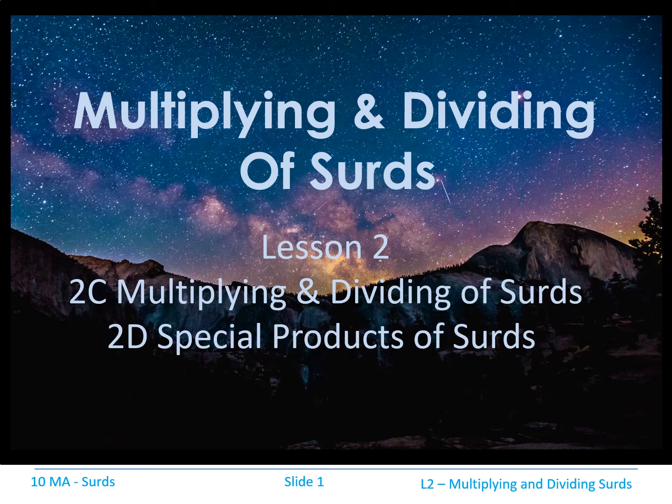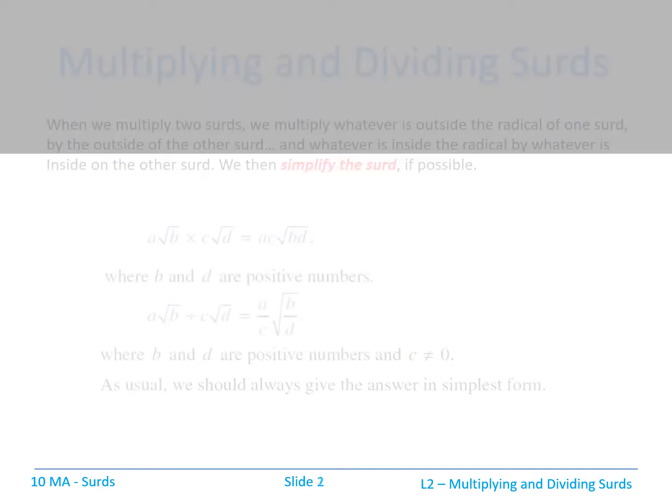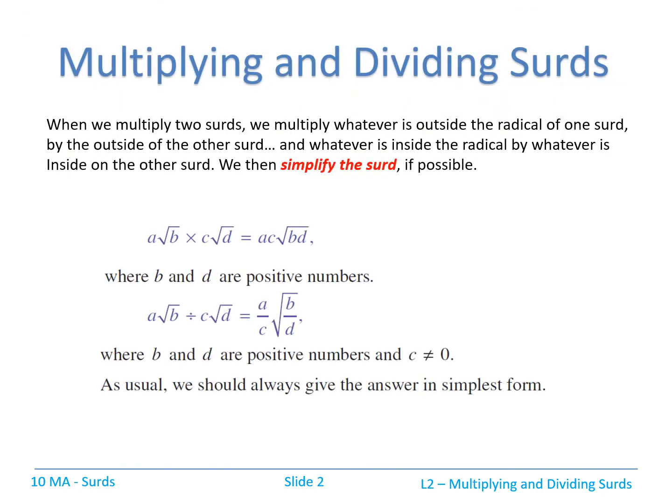Okay, so in this podcast, we're going to be looking at multiplying and dividing of surds, and also special products of surds. So similarly to how we would expand algebra, we're going to be doing it with surds. When we multiply two surds together, we multiply whatever's outside.